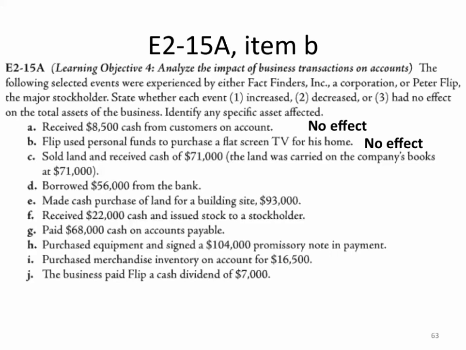Okay, C: sold land and received cash. Okay, so we've got land. What kind of account is land? Asset. And what kind of account is cash? Asset. So is this what effect? No effect, right, because we're increasing cash and decreasing land.